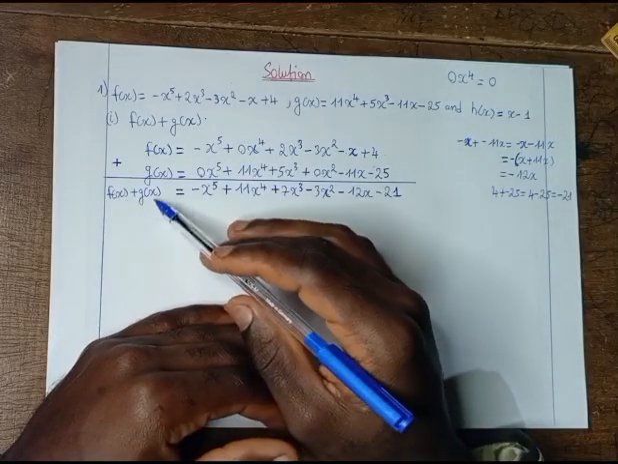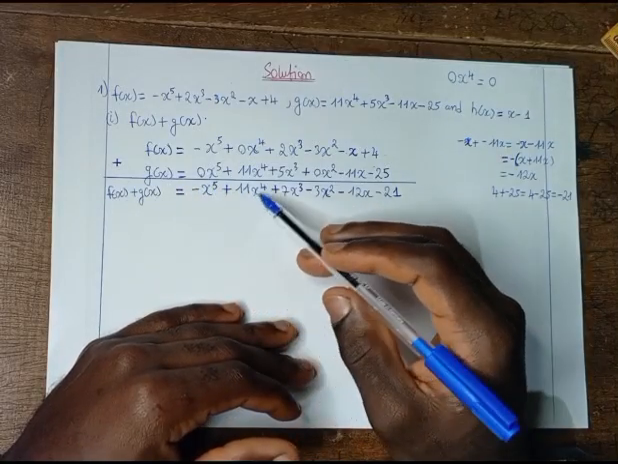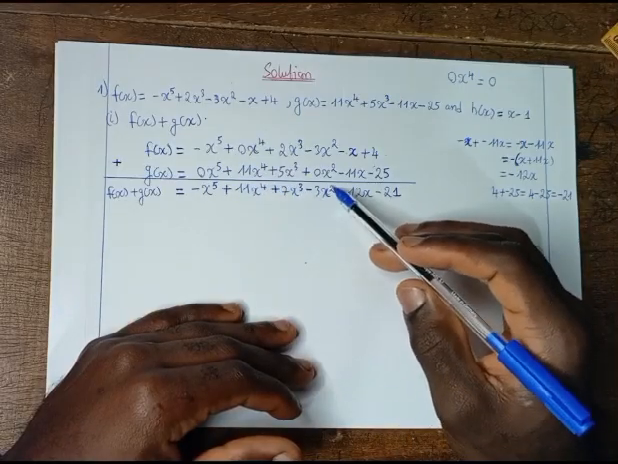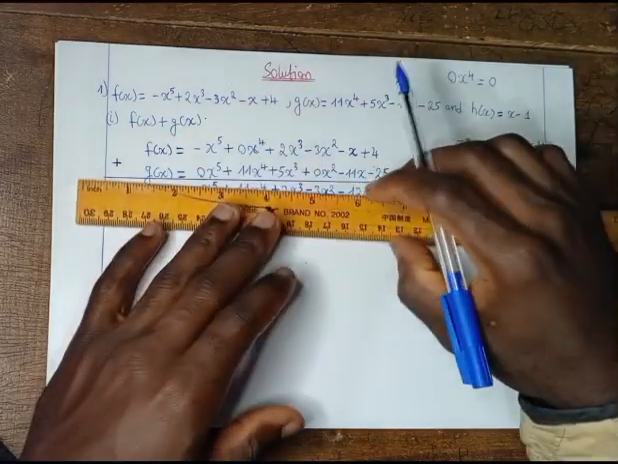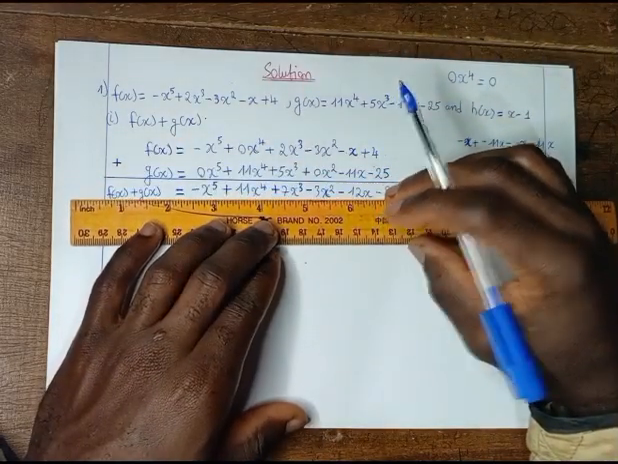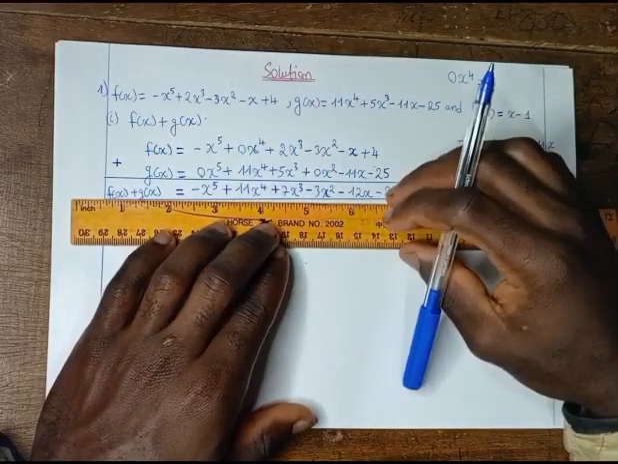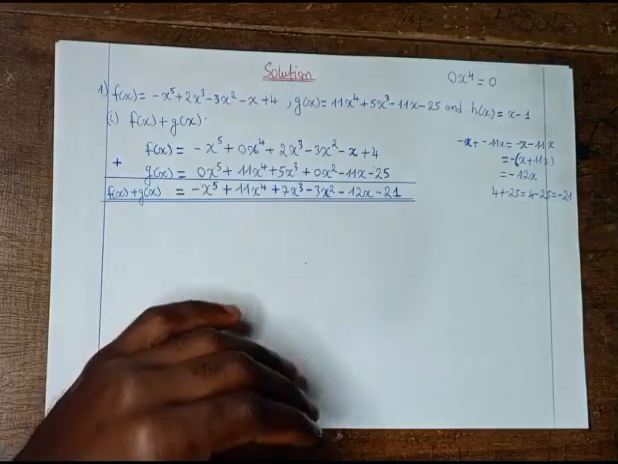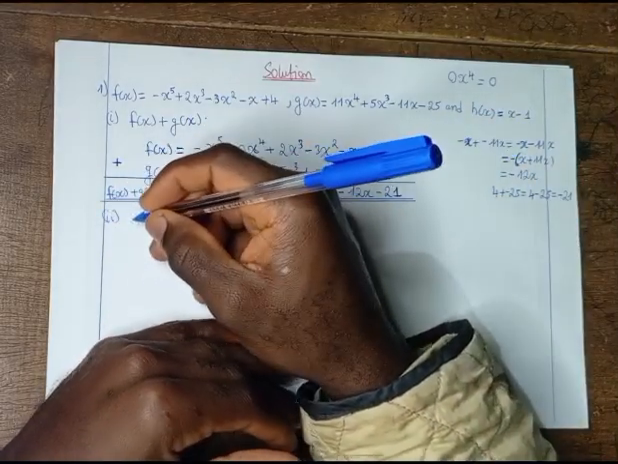Therefore, f of x plus g of x will simply be equal to negative x to the power 5 plus 11x to the power 4 plus 7x cubed minus 3x squared minus 12x minus 21. We are going to underline the result. Two horizontal lines. Next, now we are going to answer 2i.